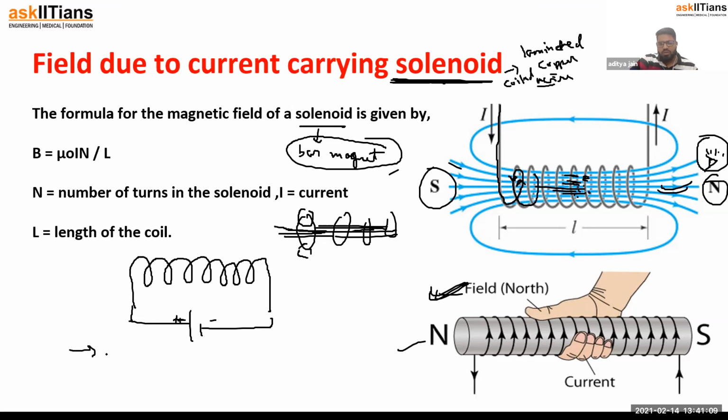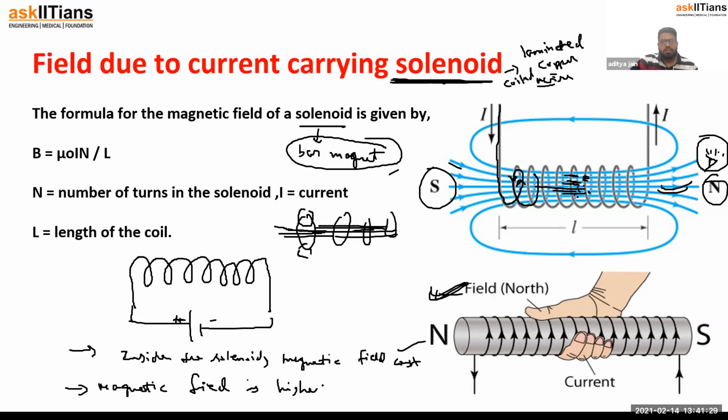One important property of a solenoid is that inside the solenoid, the magnetic field is constant, due to the straight, parallel magnetic field lines. And the magnetic field is highest at the poles of a solenoid. These are the two important properties of a solenoid: inside it, the magnetic field is constant, with straight, parallel magnetic field lines, and the magnetic field is highest at the poles, that is, the south or north pole, or you can say the ends of the solenoid.